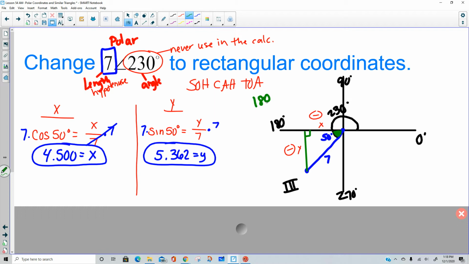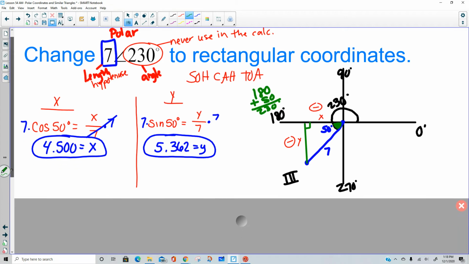180 plus 50 gives me 230. Does that make sense? So you're going to do some math with the 180 here, with the closest horizontal. You're like, okay, I know I'm at least 180. How many more degrees do I need to get to 230? And that's how I find 50 degrees.